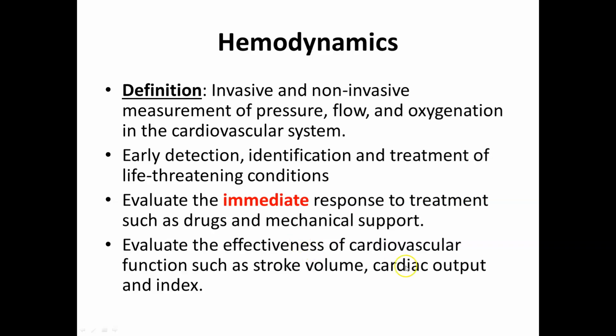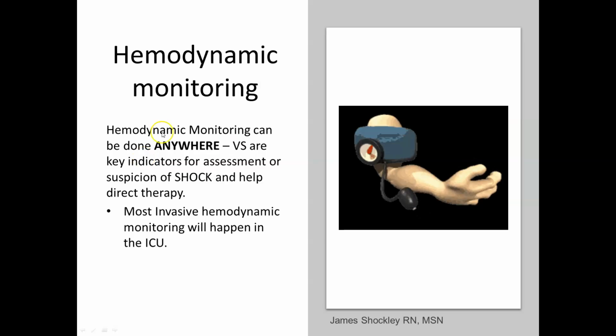And then we want to make sure that I'm looking at each piece of that information to evaluate that effectiveness. So we can look at things like stroke volume and cardiac output and cardiac index to make better determinations of things like preload and afterload and mean arterial pressures. So basic hemodynamic monitoring can be done anywhere, right? We know that vital signs are key indicators for our assessments, especially if we have any suspicions of shock.